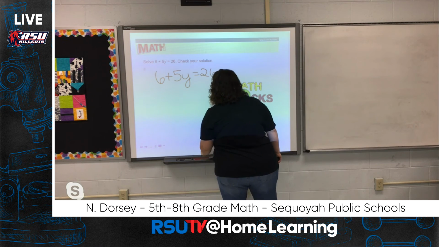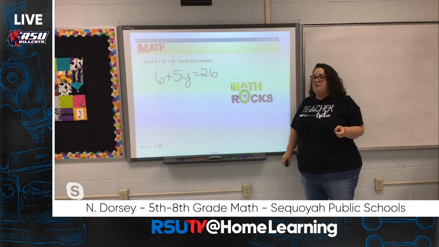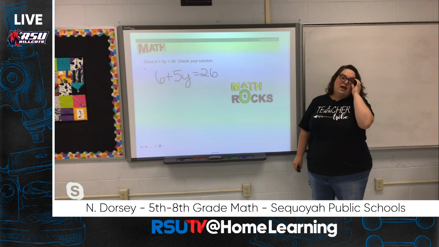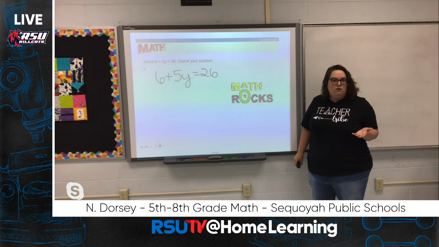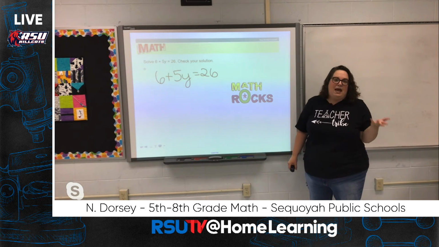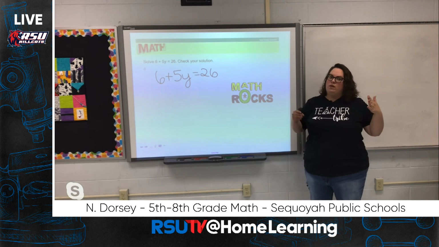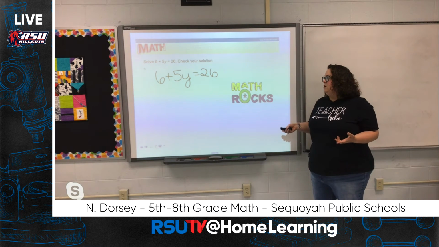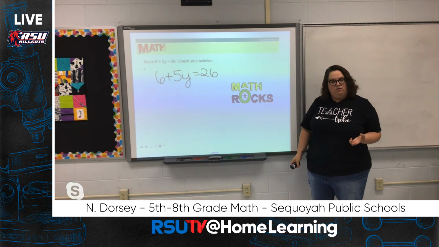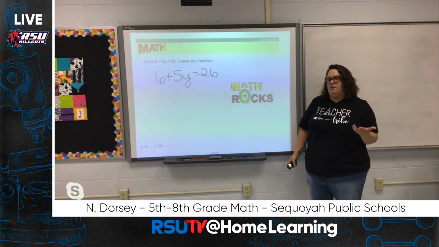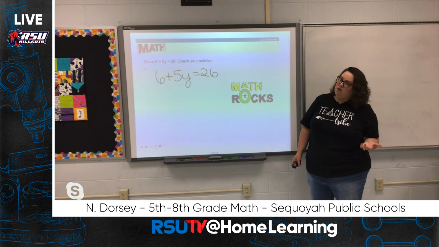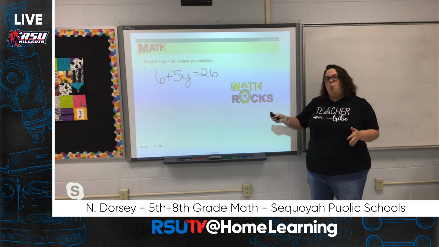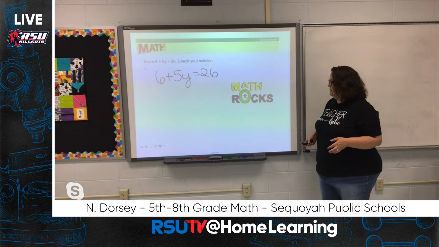Okay, so we have 6 plus 5y equals 26. Now, you still ask yourselves, what's going to stay and what's going to go? That's something I ask in my class. I tell the kids, okay, what's going to stay, the variable, and what's going to move? Because sometimes you might think, oh, the 26 is going to move. But then I'm going to ask you, is that on the same side as the variable? It's not. So that's how you are able to tell what is going to go and what's going to stay.